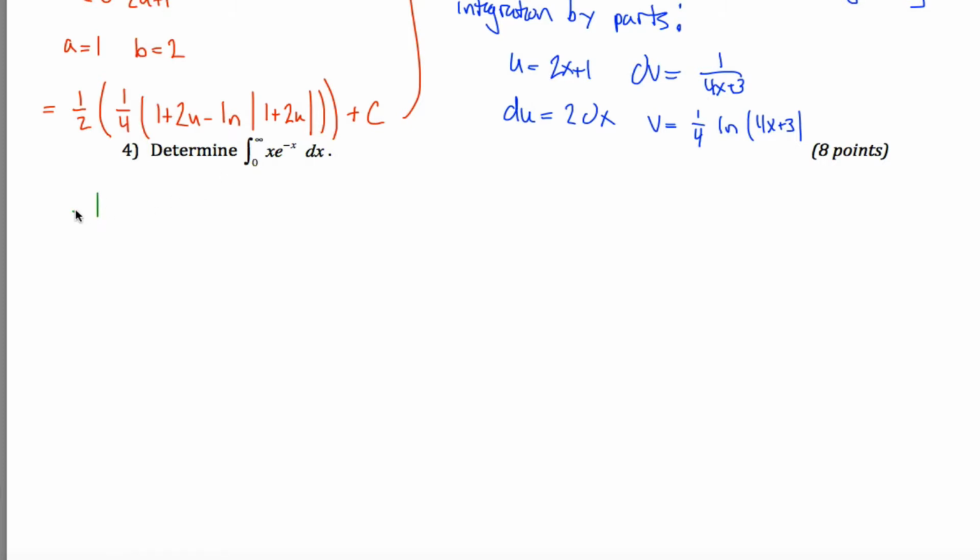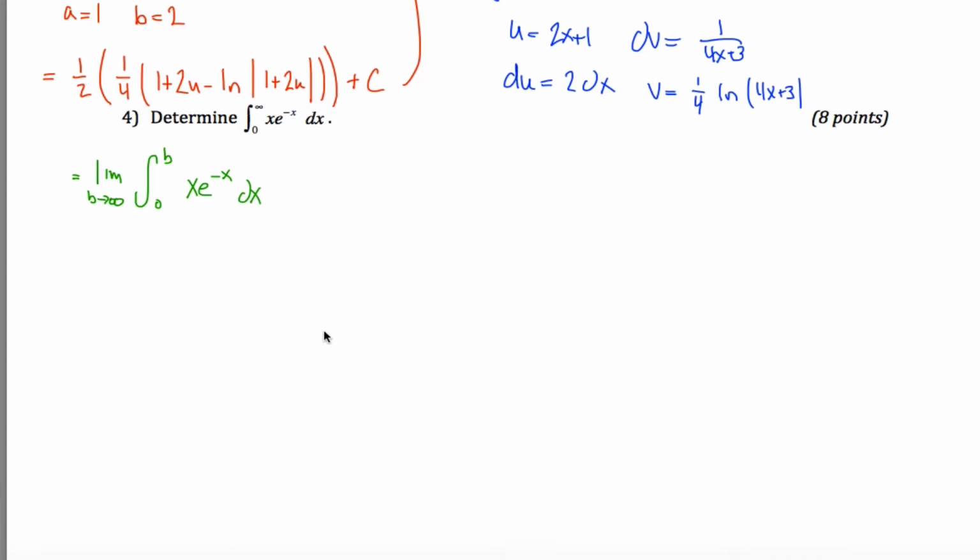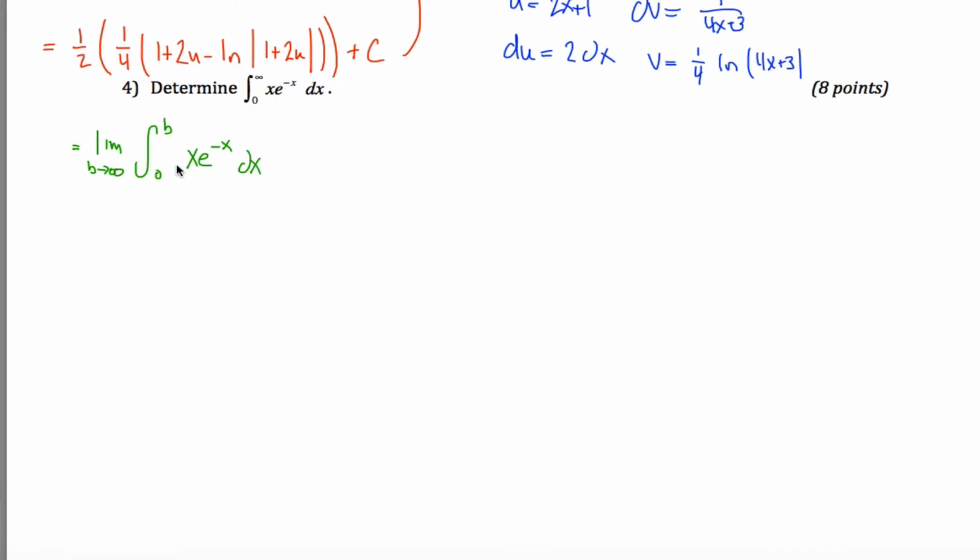Say that this is equal to the limit as b approaches infinity of the integral from 0 to b of x e to the negative x dx. And so the way I like to do these, well, first of all, we're going to have to take this integral. And taking this integral, I think we'll do integration by parts. And it's kind of messy doing integration by parts when you have a definite integral like this.